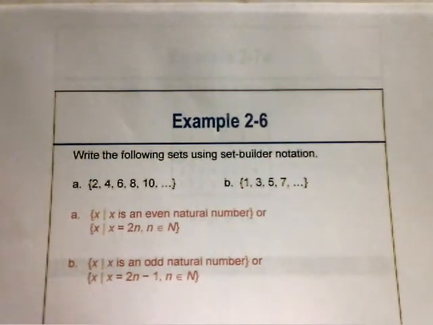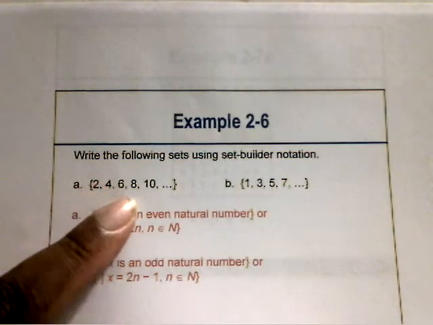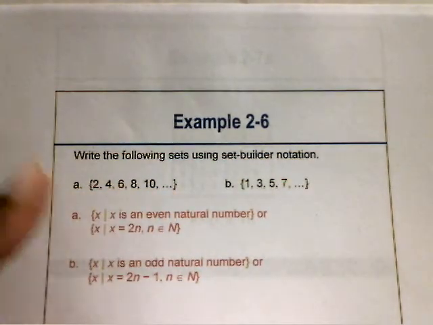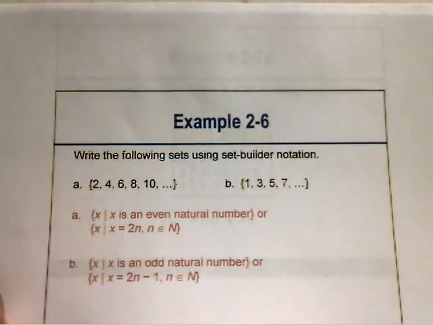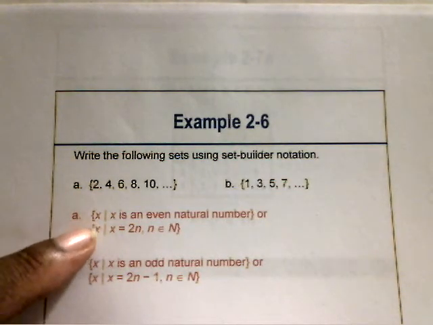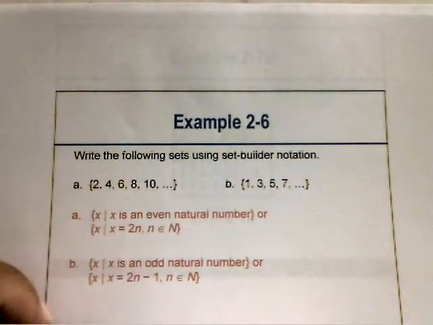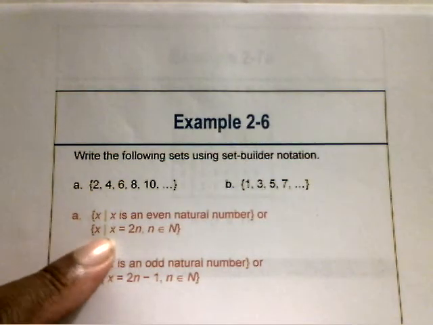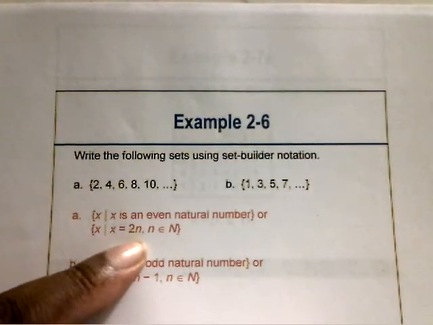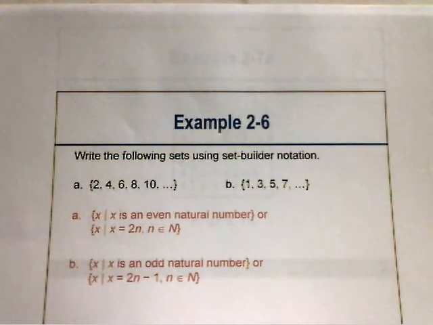Now, here we want to write the following sets using set builder notation. Here we've got 2, 4, 6, 8, 10, and so on. There are 2 ways that we can write this. By looking at this, we can see that 2, 4, 6, 8, 10 are even numbers. So we can write this in set builder notation as the set of all x, such that x is an even natural number, or you can say the set of all x, such that x is equal to 2 times n, where n is a natural number. Because any natural number multiplied by 2 is going to be in that set.